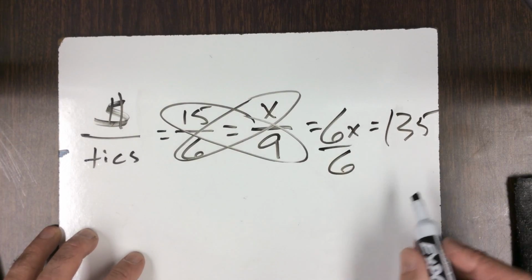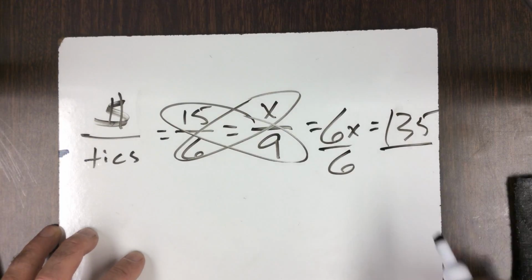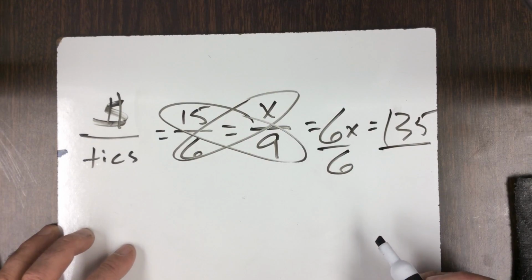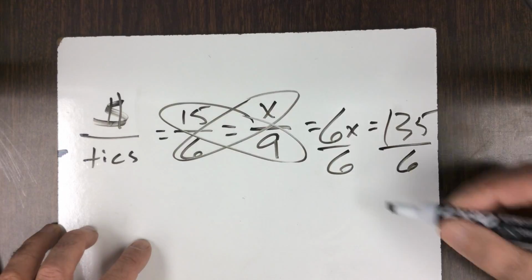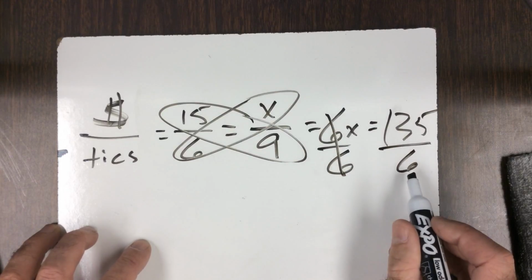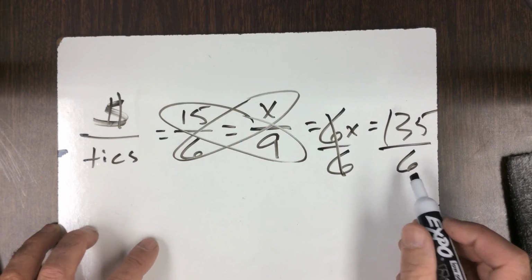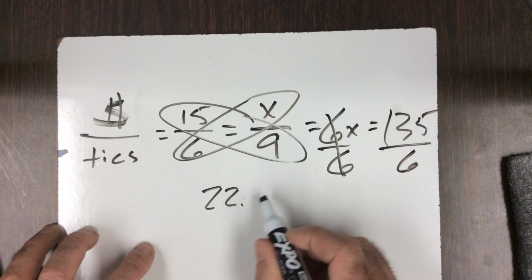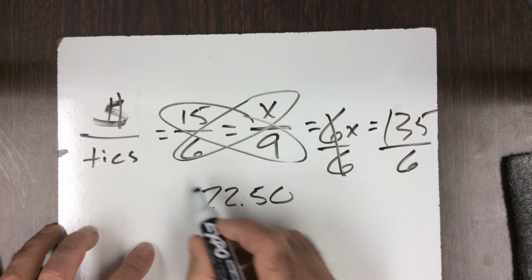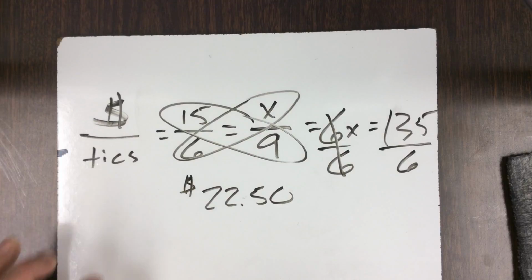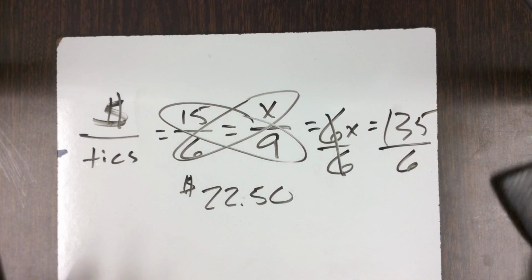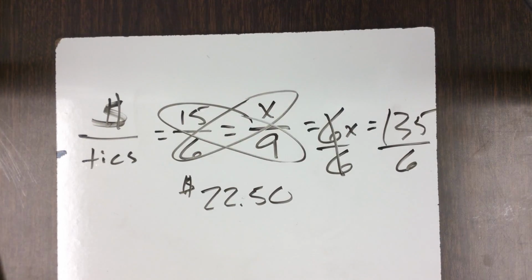Then we're going to divide both sides. 6x, that's multiplication, 6 times x. We're not solving for 6 x's, we're solving for 1. So we're going to divide both sides by 6. 6 cancels out. 135 divided by 6, you're going to get $22.50. That is how much you're going to pay for 9 tickets to the chess club tournament. So that was number one. Let's jump ahead to number two. We'll move through this pretty quick.